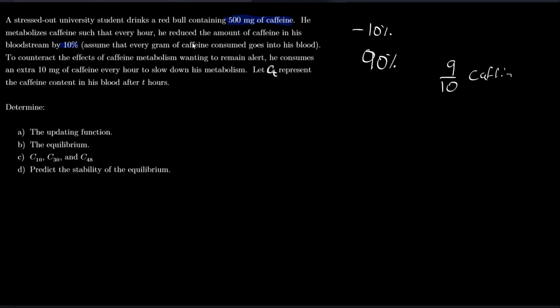C_t, the caffeine content at time t, represents the caffeine content in his blood after t hours. So that means that C_0 is going to be the initial caffeine content, and we are told that that's 500 milligrams, and we're just going to say it's all in milligrams.